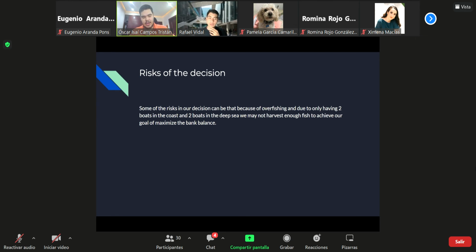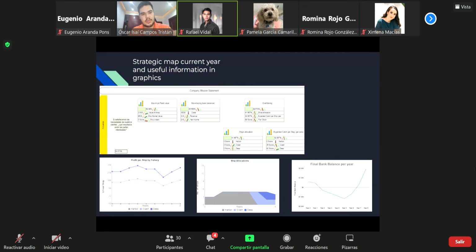You sent us some useful information in graphics, and I saw that the fish stock that we can see will help me to understand where to position the ships, because, well, yes, it's the same margin, but the amount of fish that I can get in the coast and the deep sea are kind of different, because maybe all the people are still in the deep sea and I can go to the coast and maybe I can have a little bit more fish, because that is the most important thing I can do right now. That's a good criteria, Oscar.